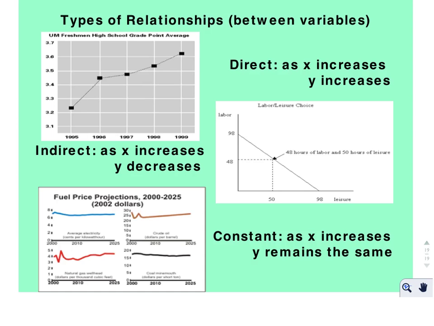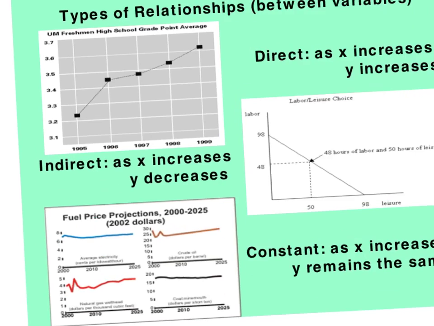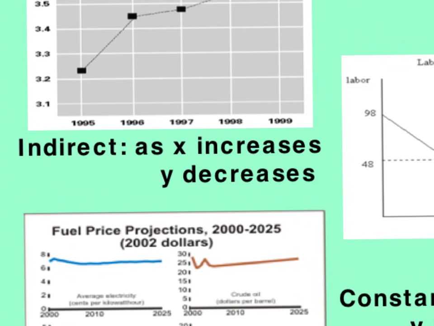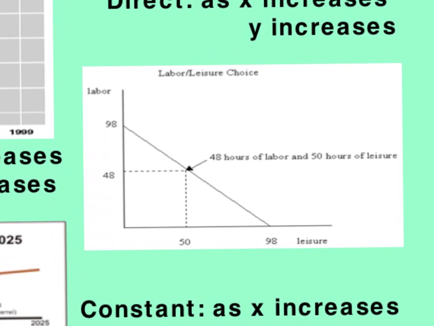When you're looking at data, there are many different types of relationships. The most common type is direct. That's when one goes up, the other goes up. This data here shows the GPA of freshmen at the University of Maryland. You can see how the GPA has been increasing over time. You also have indirect relationships. Indirect is when one goes up, the other goes down. This chart shows labor and leisure choice. Obviously, you only have 24 hours in a day, so you could either be having fun, having leisure, or working. As you work more and more, your leisure time will go down. As you're working less and less, your labor time will go down.